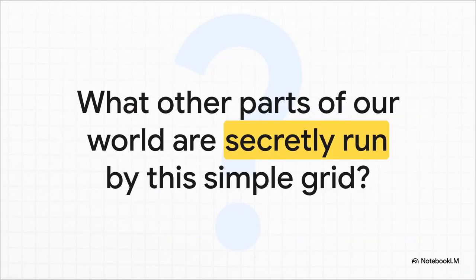Now that you see the simple logic behind this grid, where else do you see it hiding in plain sight? Think about it. From the seat numbers in a movie theater, to the tiny pixels making up the screen you're watching right now, even to the star charts mapping our galaxy. What other parts of our world are secretly being run by the simple, powerful idea of just two numbers on a grid?